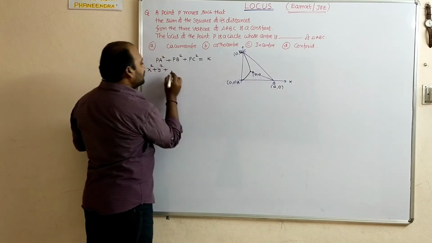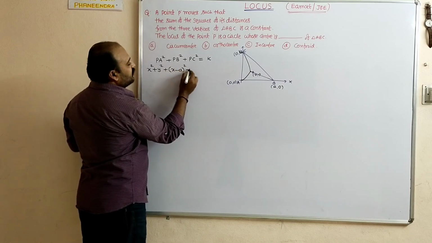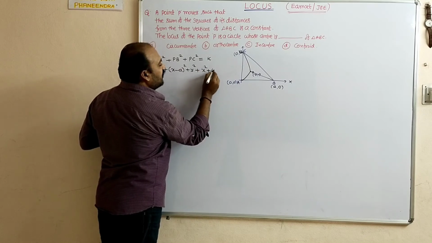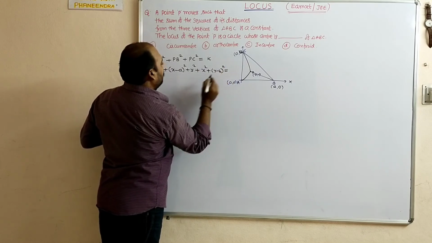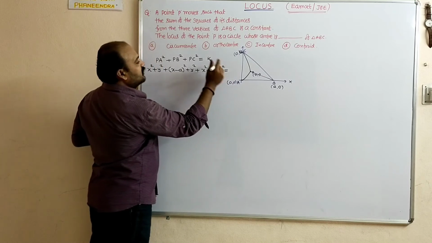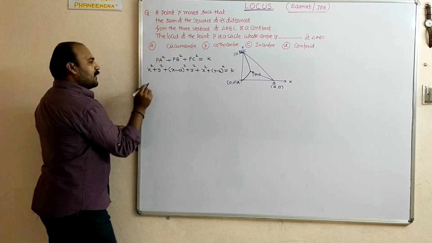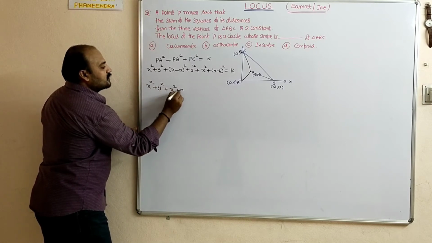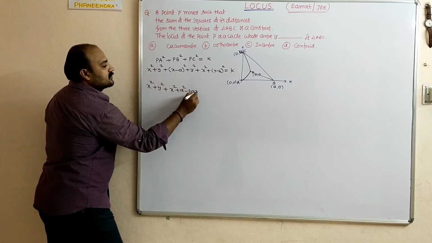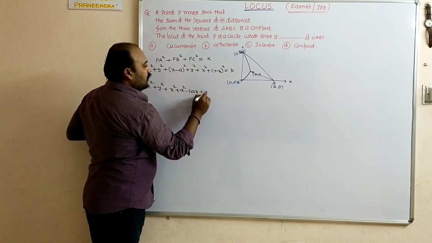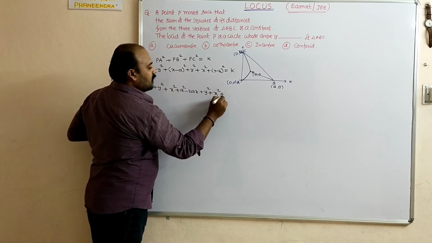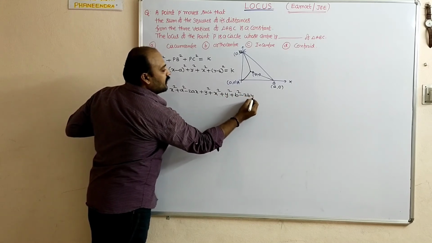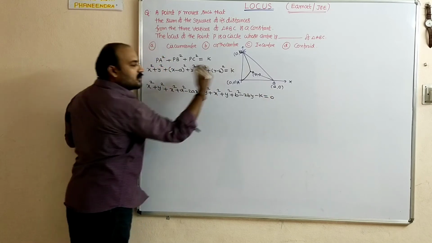PB square is (x minus a) whole square plus y square. PC square is (x minus 0) whole square plus (y minus b) whole square. So 1, 2, 3, that sum is equal to k. Now expand one by one. x square plus y square, plus x square plus a square minus 2ax, plus y square plus x square plus y square plus b square minus 2by, equals k, or minus k equal to 0. I am taking that to this side.